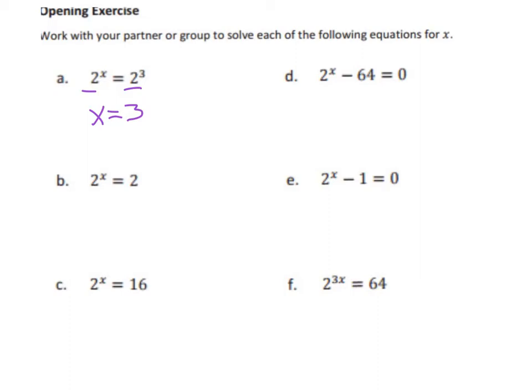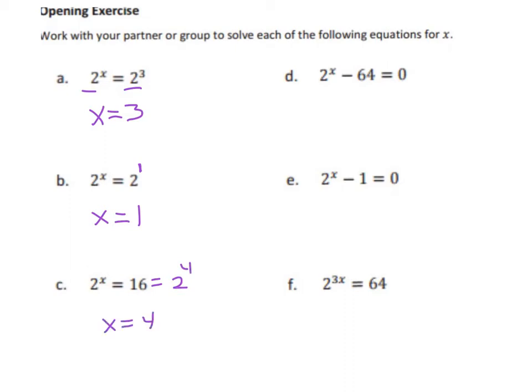Part B, you've got an unwritten 1 here, so x has to turn out to be 1. That's pretty easy. In this one here, a little more work to it. You've got 2 to the x. So how do you rewrite 16? Well, that's 2 to the 4th power. So if you rewrite it, your x is very simply equal to 4.